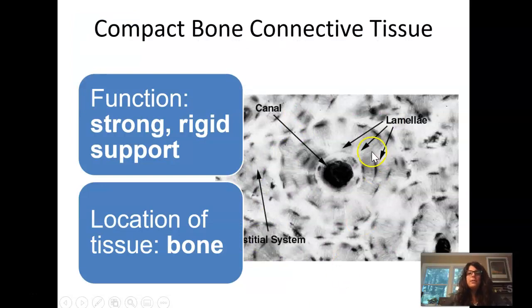Next is compact bone, or osseous bone. So this is an osteon, a unit in a bone. Its job is to provide very rigid, strong support. Obviously, it's going to make up your bone. The location is your bone. There's this central canal in the middle, so I always think of these as being like a bullseye. So B for bullseye, B for bone. The central canal is going to have the blood vessels coming in and out of it to supply the bone with the nutrients that it needs and get rid of the waste that builds up. So you can draw that in your lab packet.